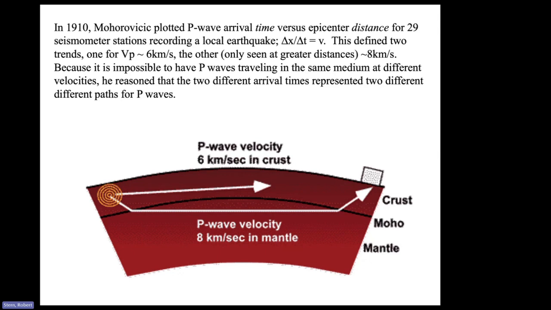Because it's impossible to have P waves traveling in the same medium at different velocities, he reasoned that the two different arrival times represented two different paths for P waves, as shown here. The upper layer has a velocity of 6 kilometers per second, and the lower one has a P-wave velocity of 8 kilometers per second. And this defines the Moho, which separates the crust and mantle.